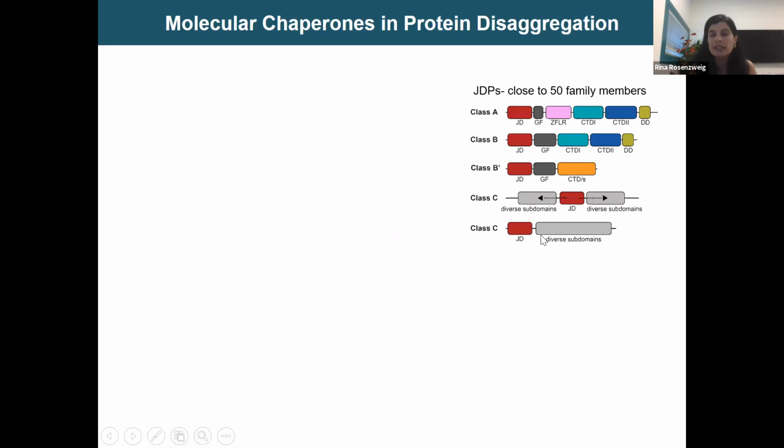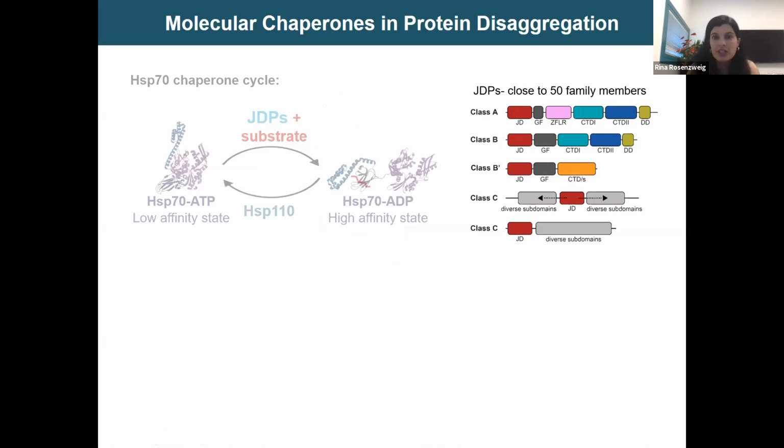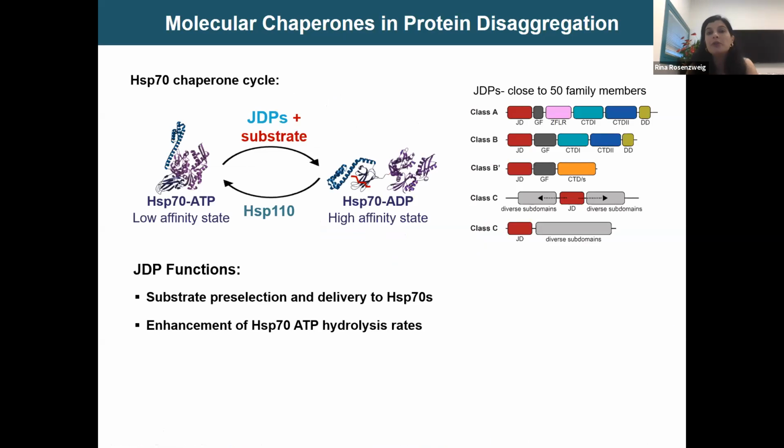Now, there are about 50 different J-domain proteins in humans. These are also known as the HSP40 family. They are divided into different classes based on their different domain organization, but they're all known to do two functions. They are co-chaperones of HSP70, and what they do is they bind and deliver substrates to HSP70 chaperones, or bring HSP70s to certain locations in the cell. And therefore, these J-domain proteins are responsible for really many functions that the HSP70s have in the cell.